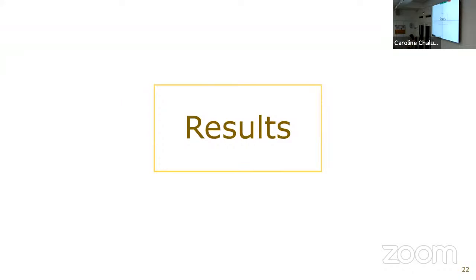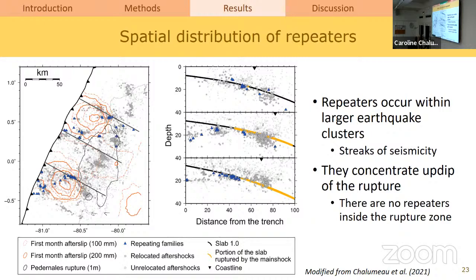So with that said, we're now going to move on to the results portion of my talk, starting with the spatial distribution of repeaters. This is a map of the final distribution of earthquakes and repeaters. The repeaters are shown here as blue triangles, while the aftershocks are shown in gray. These repeaters occur primarily within larger earthquake clusters, and also primarily in these streaks of seismicity, which is to say they occur almost exclusively up dip of the rupture zone. We have no repeaters within the rupture zone itself, and very few repeaters actually down dip of the rupture zone.